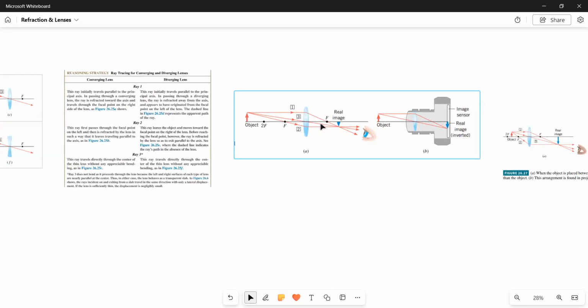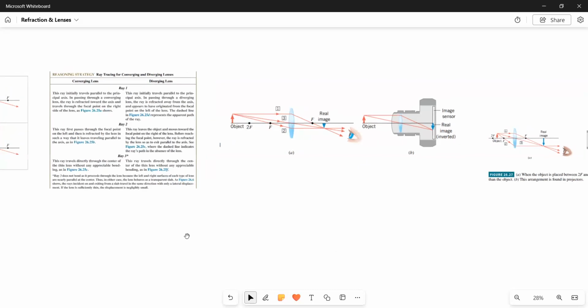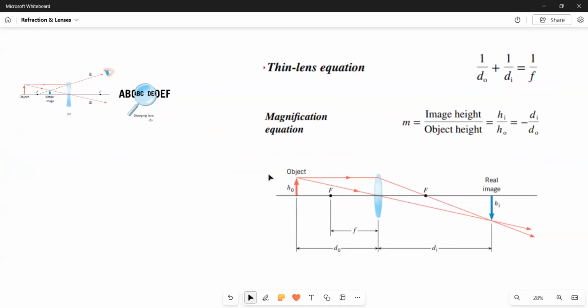I think this is what they're talking about, right? So you're actually getting an idea here that the object, the image will be much smaller. It doesn't make it bigger, it makes it smaller, right? So let's see the calculation. Let's go back to the calculation.